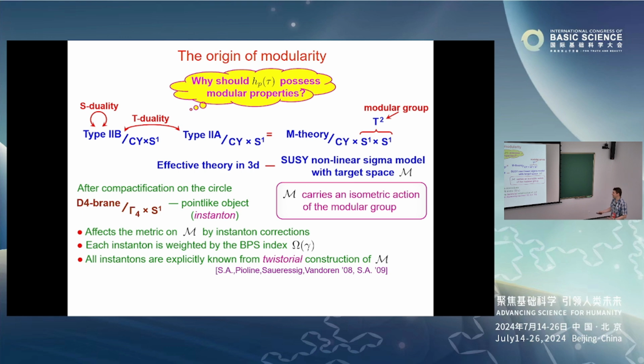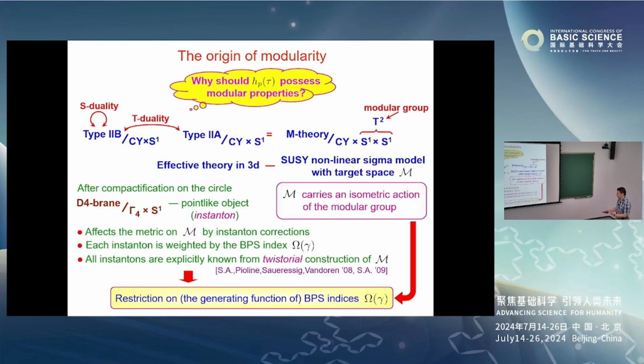And in fact, we do know the explicit form of all these instanton corrections, because already 15 years ago, we managed to incorporate them using a certain twistorial construction, which I don't have time to explain, but it's known how to do. So we know the explicit form of the instanton corrected metric on M. And on the other hand, you see, we have this restriction that M must carry an isometric action of the modular group. But it's clear that for arbitrary values of BPS indices, this will not be true. So these indices must be tuned in a very specific way so that SL2Z is an isometry group of the metric. So this isometry restriction imposes a certain condition on these BPS indices, or more precisely on the generating functions.